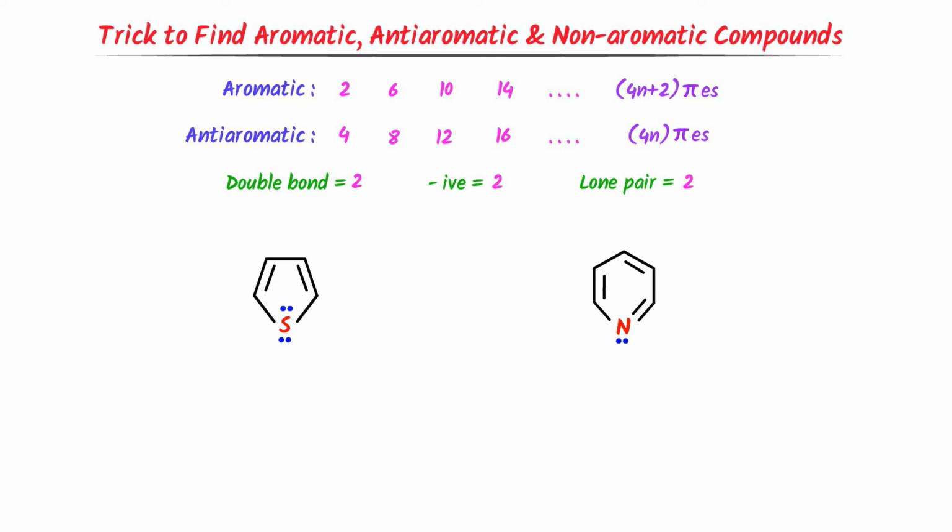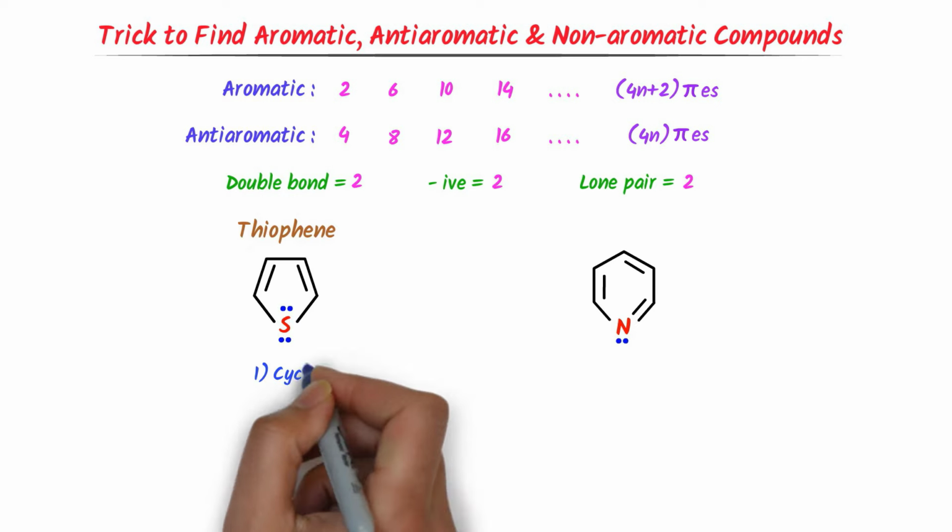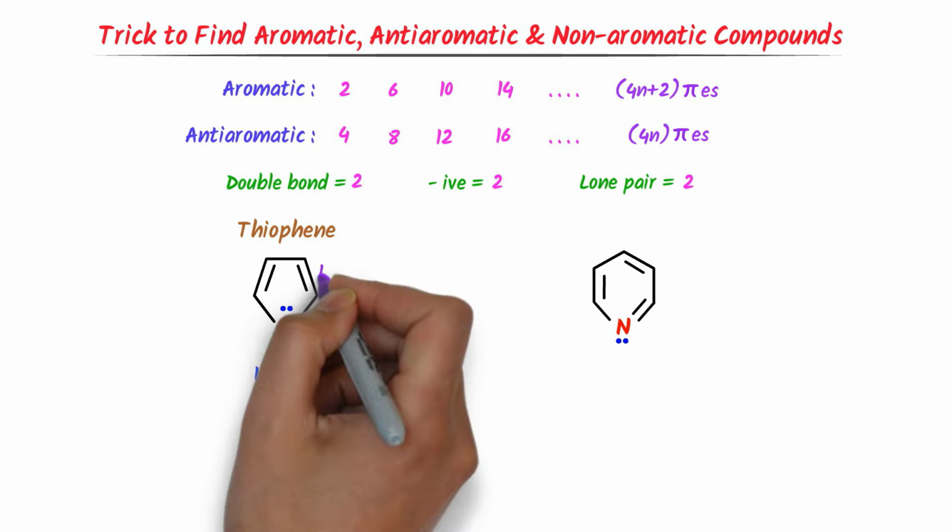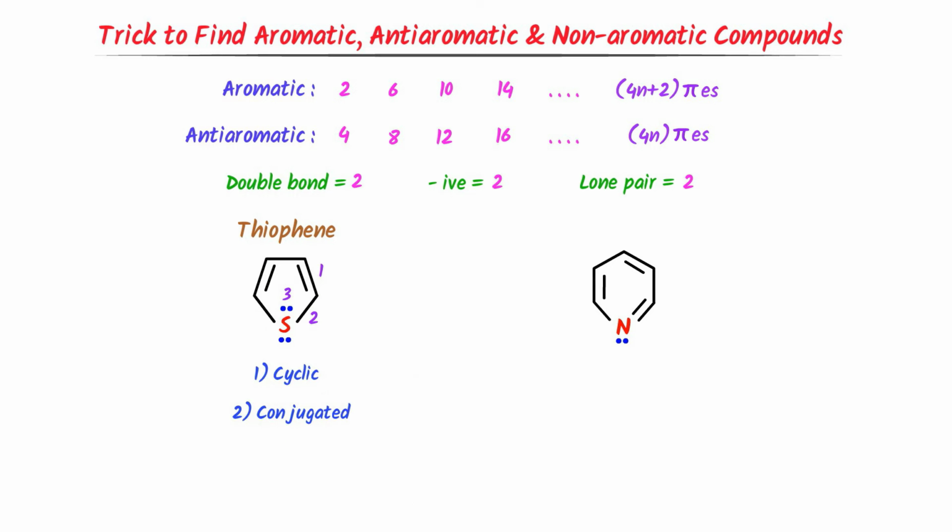This organic compound is known as thiophene. It is a cyclic organic compound and it is also a conjugated organic compound. Remember that this lone pair of electrons is outside the ring, so we do not consider it in the conjugation. There are two double bonds. I write 2 plus 2. For this lone pair of electrons, I write 2, which is equal to 6 electrons. We know that if there are 6 electrons, it is an aromatic compound.